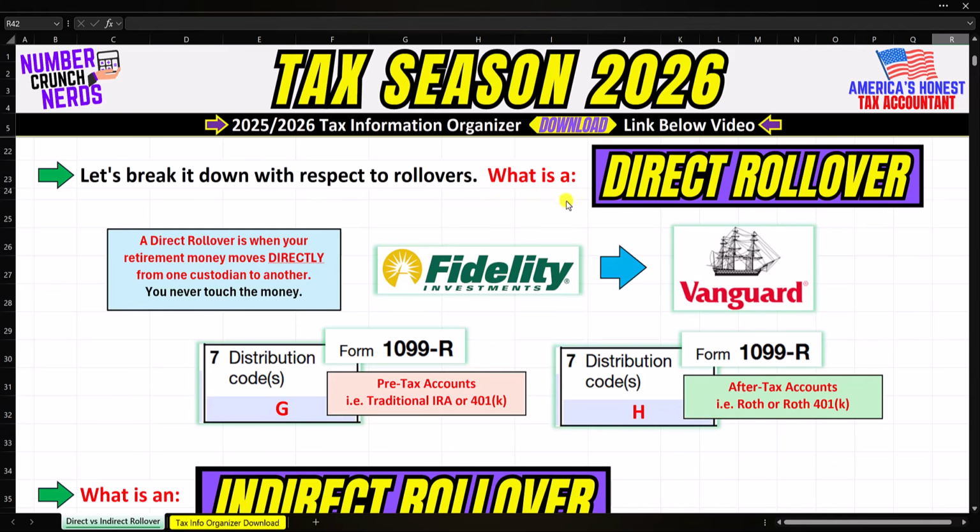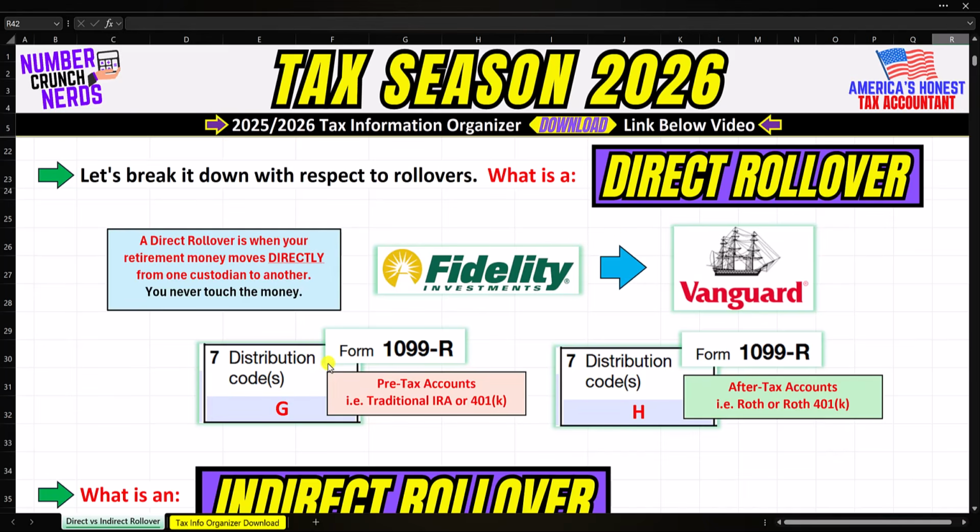What is a direct rollover? Well, a direct rollover is when your retirement money moves directly from one custodian to another and you never touch the money. So for example, you roll over from an existing brokerage account, this could also be a workplace plan, and you roll over directly to another custodian. You personally are nowhere to be found within this transaction as far as who touches the money.